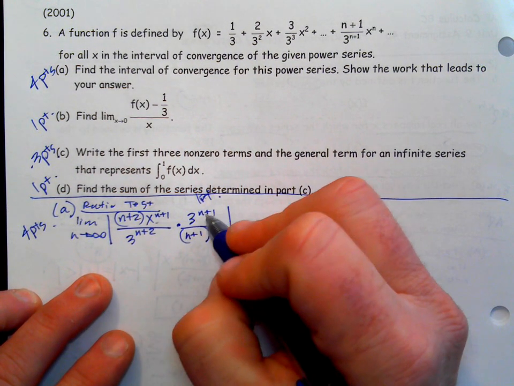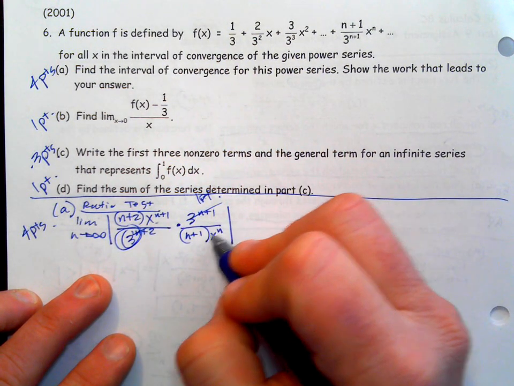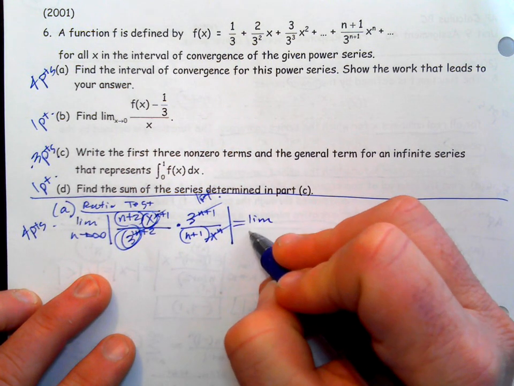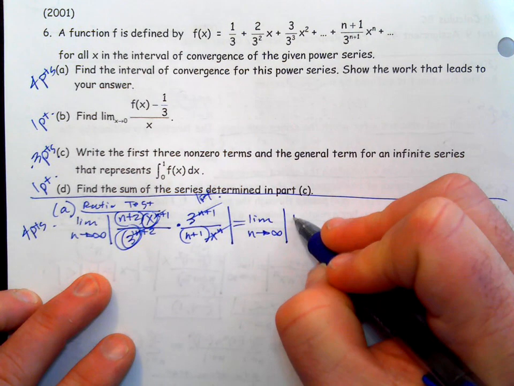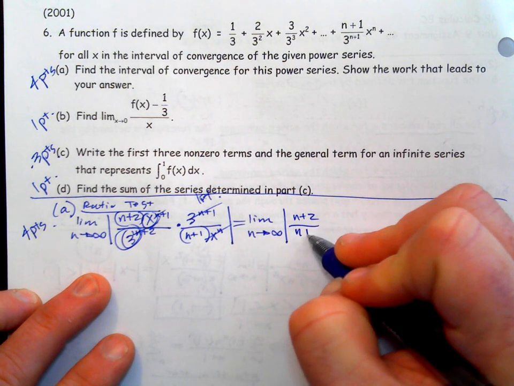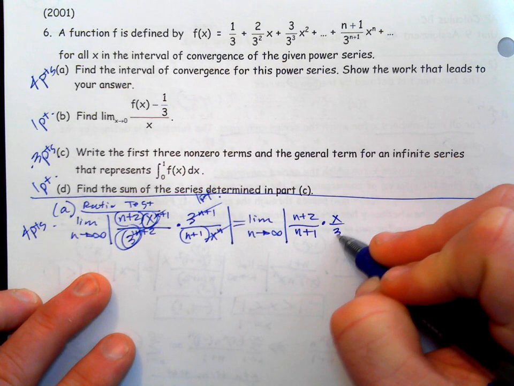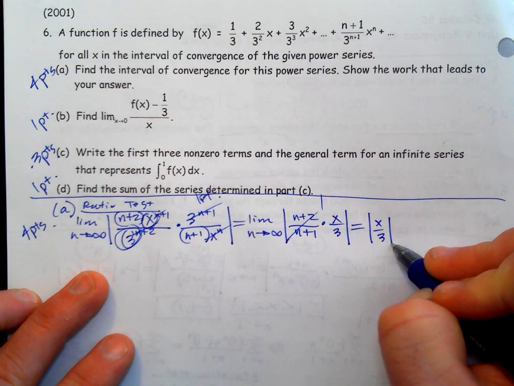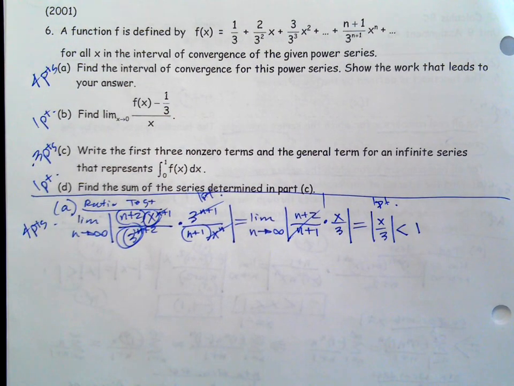Let's see if we can reduce this. That's 3 to the first. That's going to be an x to the first. So just after simplifying it, without having taken the limit yet, I get n plus 2 over n plus 1. And it might be nice to put those next to each other and then x over 3 over here. And then this is going to go to 1. So you're going to get x over 3 is less than 1. So usually you get a point for evaluating the limit correctly.